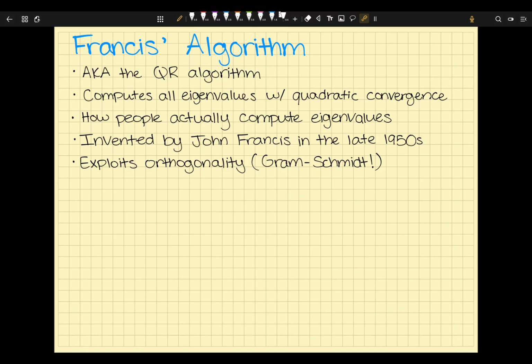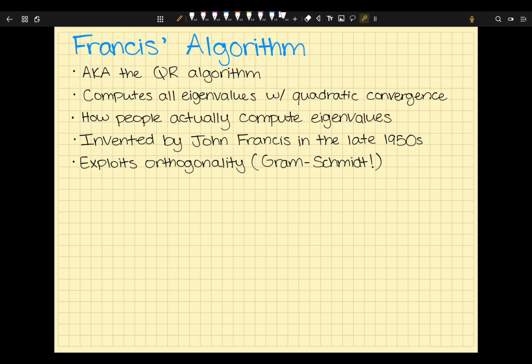It was invented by this guy, John Francis, in the 50s. John Francis was just some dude who liked math. He wasn't a mathematician per se. He was working in industry, and I've actually stolen some slides from another professor. What he was doing was some sort of analysis on plane engines, I think, or something to do with planes. He was tasked with writing these linear algebra routines, and he got really fixated on the eigenvalue routine.